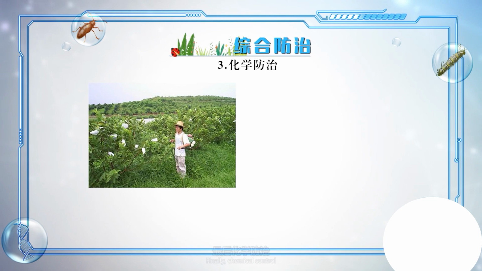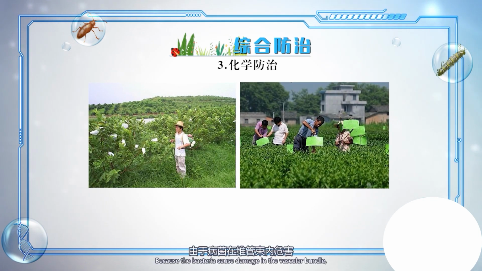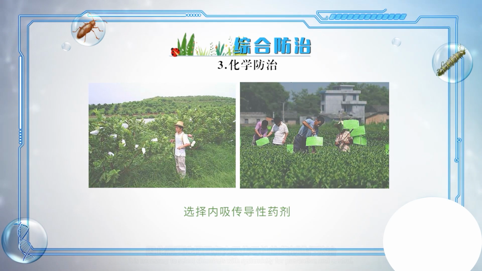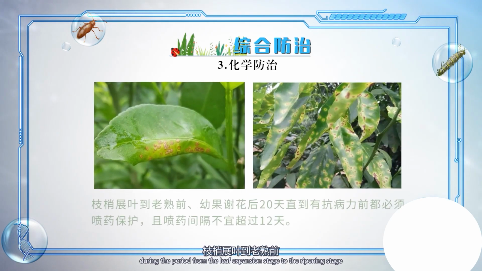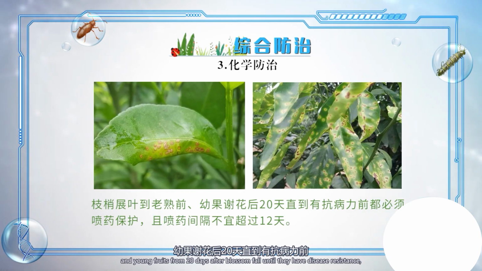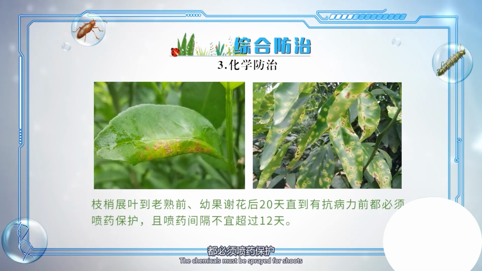Finally, chemical control. Because the bacteria cause damage in the vascular bundle, it is necessary to select chemicals with systemicity for prevention and control. The chemicals must be sprayed for shoots during the period from the leaf expansion stage to the ripening stage, and for young fruits from 20 days after blossom fall until they have disease resistance, and the spraying interval should not exceed 12 days.